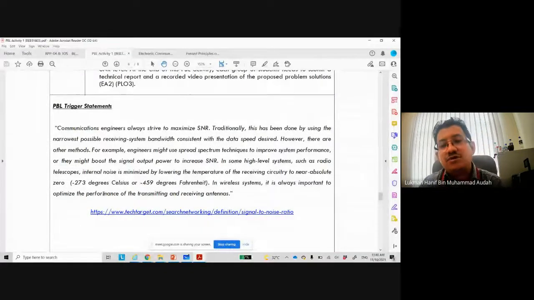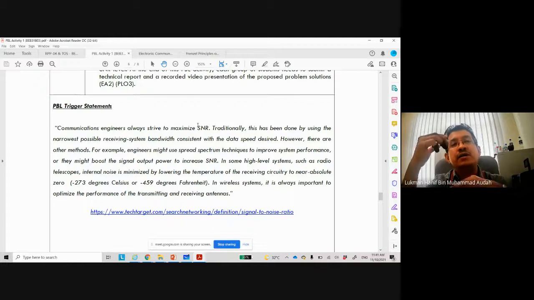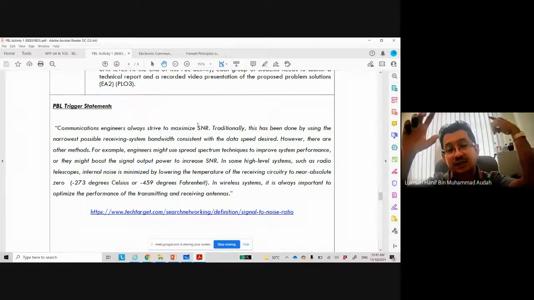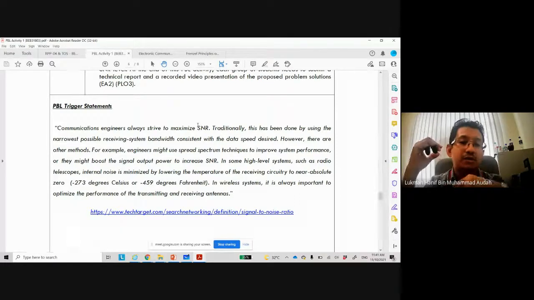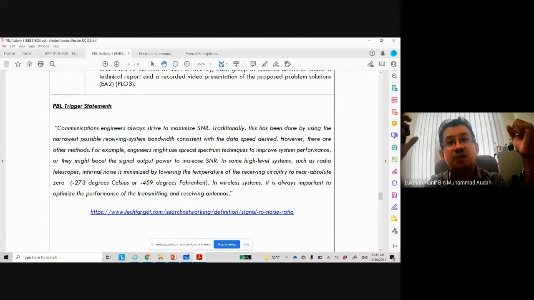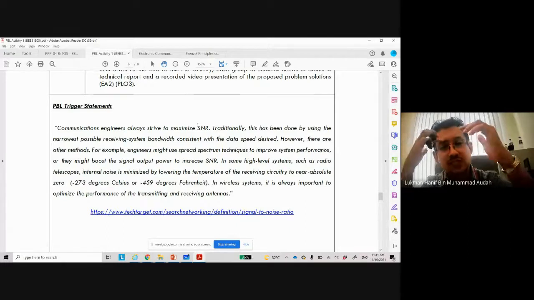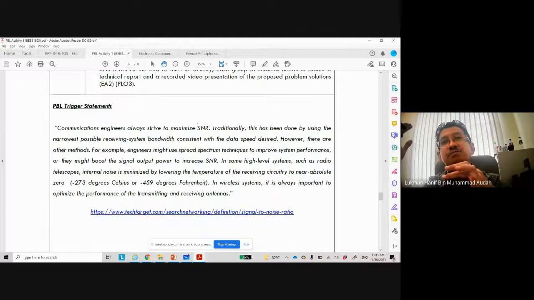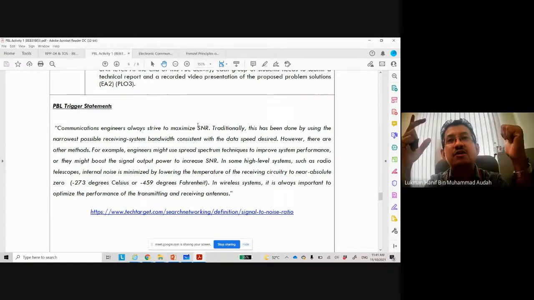So what are the trigger statements? So these are the introduction part. Communications engineers always strive to maximize the SNR, signal to noise ratio. SNR is the ratio of signal power to the noise power. Dia adalah nisbah antara signal power, signal yang kita hantar, dengan noise power. So if the signal power is more than the noise power, that means the quality of the signal is going to be better. So ideally, we want the SNR to be as high as possible, sebesar yang mungkin.